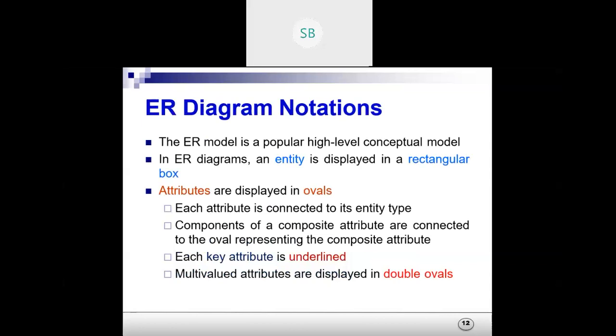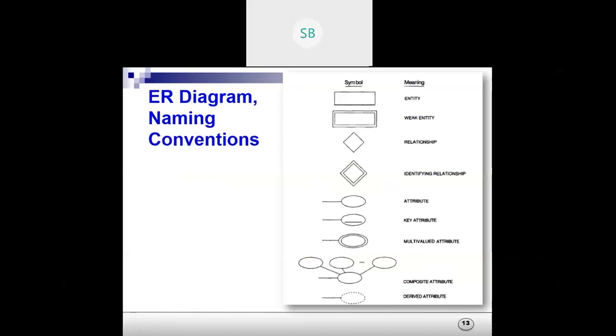Okay, and in the ER diagram we represent entities in rectangular boxes and attributes in ovals. Each attribute is connected to an entity type. Components of a composite attribute are connected to the oval representing the composite attribute. A key attribute, that is a primary key, is underlined, and multi-valued attributes are displayed in double ovals. Now let's check, so these are the conventions for it.